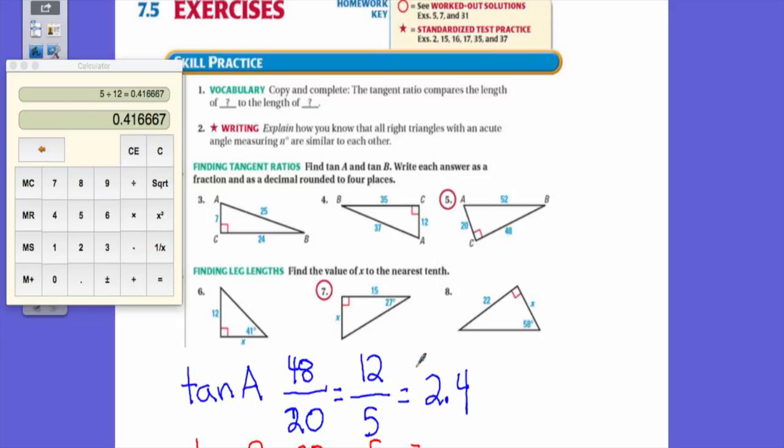5 divided by 12 is 0.4. If you put 0.4166, it's wrong.